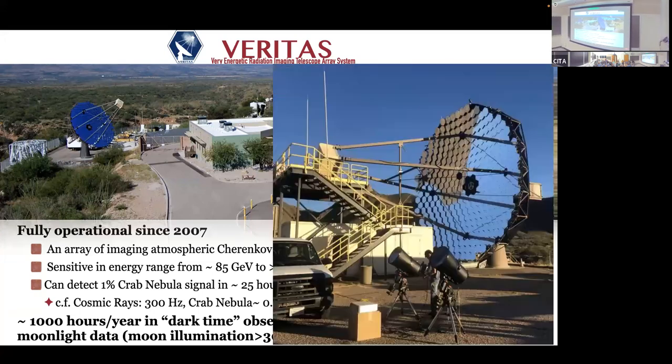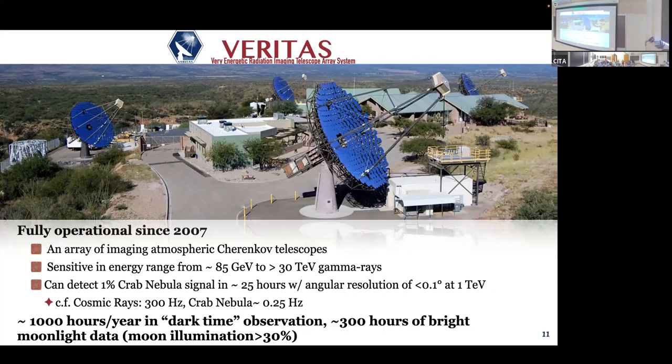If you look at the picture, this is how VERITAS looks, and compared to the person, it's a pretty large reflector. It's a 12 meter reflector, one of the largest optical telescopes, and we measure things at 2 nanosecond resolution, so we can capture the big chunk of light sweeping through the telescope very easily. VERITAS can detect 1% Crab Nebula.